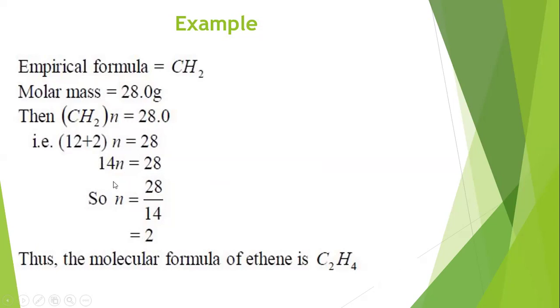When you are trying to make n the subject, you divide by 14 on both sides. So n will be equal to 28 divided by 14, that is 2. You take this 2 and multiply it with the empirical formula, and you get C2H4, the molecular formula of ethene.